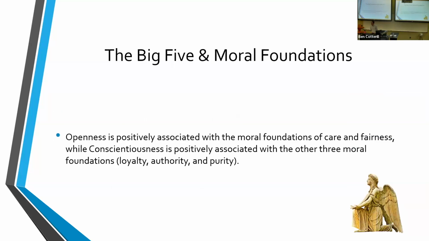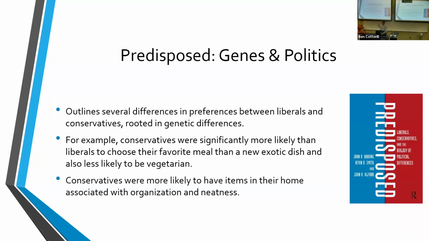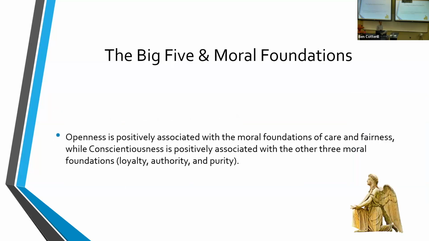Now, not only can the Big Five be used to make sense of the differences outlined in this text, but they can also be used to make sense of the differences outlined in the moral foundations theory work, okay? Because those who are higher in openness are more likely to endorse the care, harm, and fairness moral foundations, and those who are higher in conscientiousness are more likely to endorse the other three, okay? They are more likely to endorse the in-group loyalty, the respect for authority, the purity moral foundations, okay?